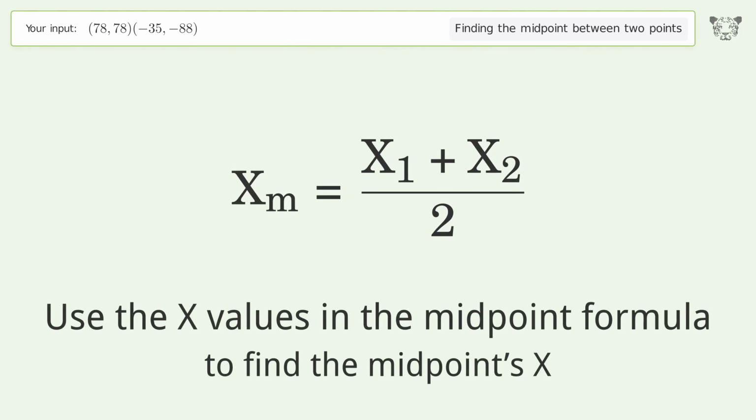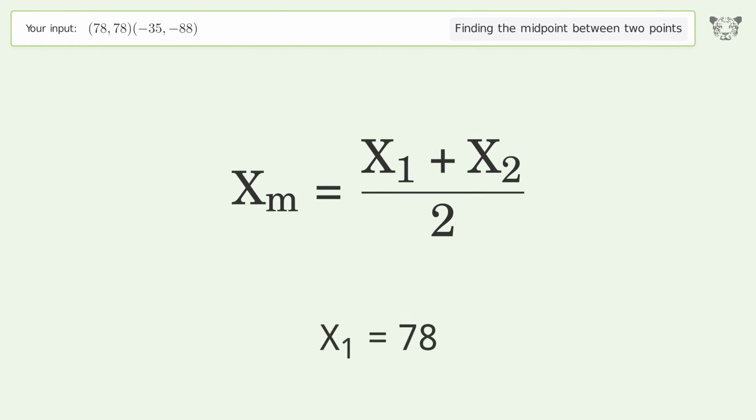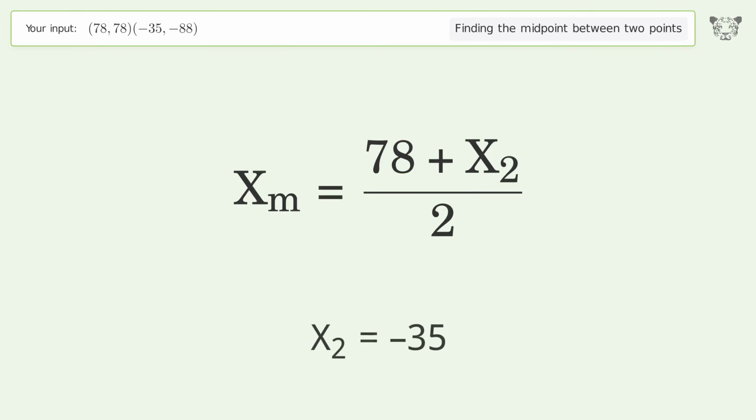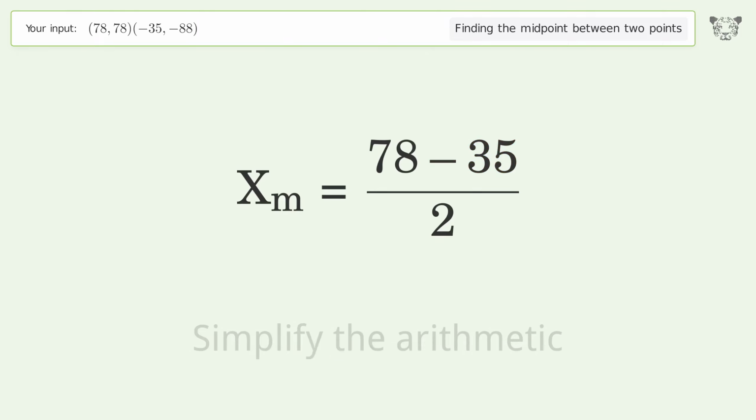Use the x values in the midpoint formula to find the midpoint's x. x1 equals 78. x2 equals -35. Simplify the arithmetic.